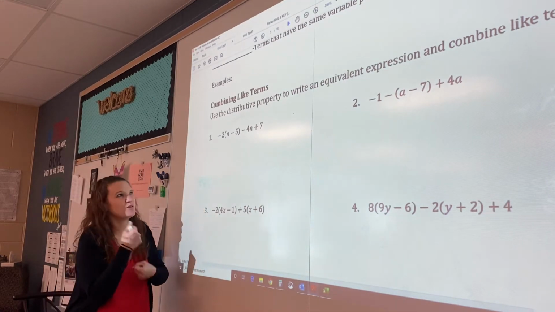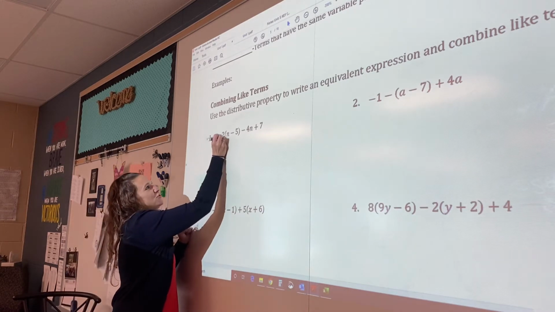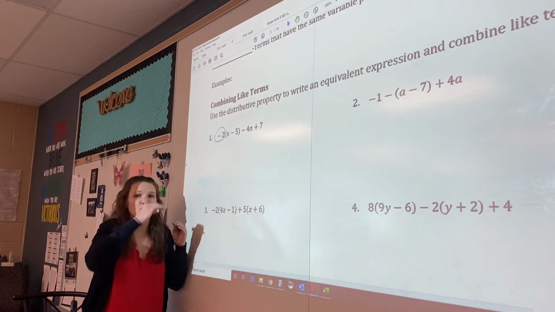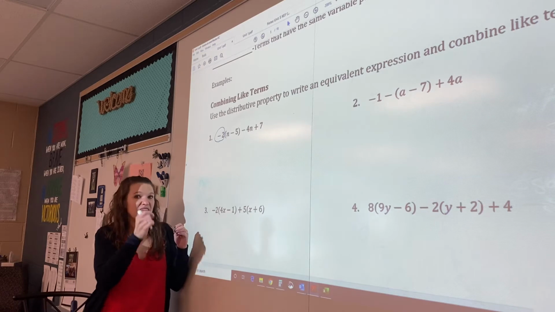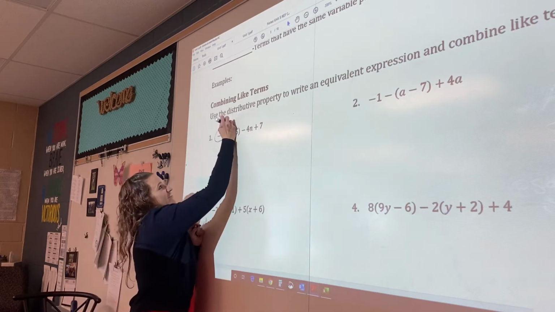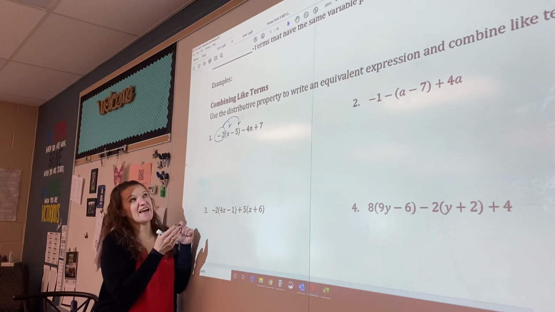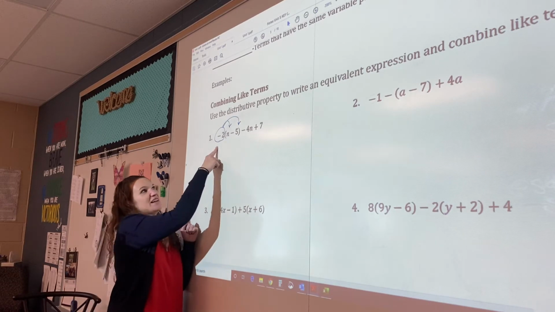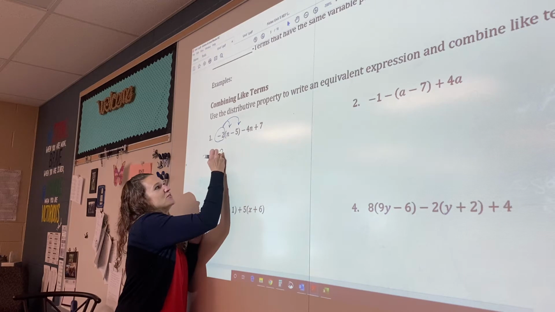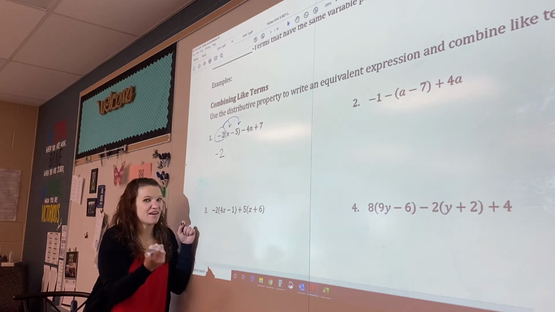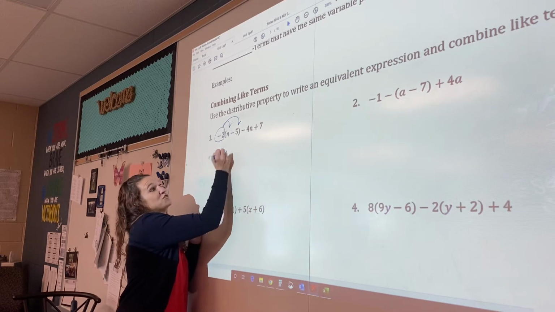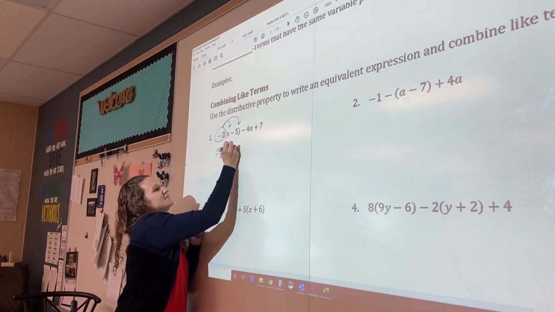First thing that we're going to distribute here is this -2. Because it's a negative, I want to circle the whole thing. I don't want to forget to distribute the negative. That -2 is going to be multiplied by everything inside my parentheses, so by the n and the -5. -2 times n is -2n. -2 times -5 is going to give me a +10.